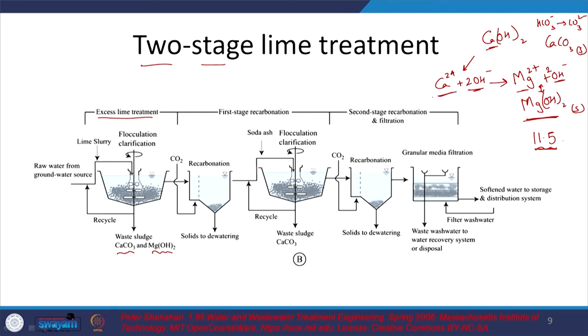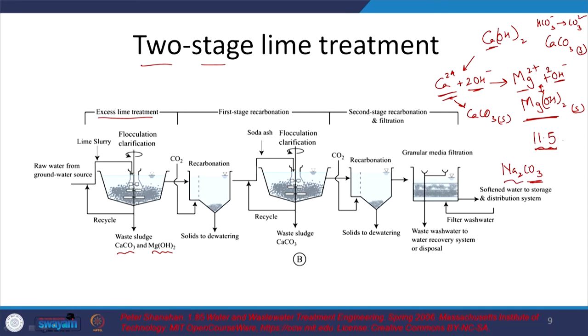If there is not enough carbonate in the system, I need to add carbonate so that this Ca2+ will again precipitate as CaCO3, the solid. So there are two ways to add carbonate. One is adding soda ash, let's say, Na2CO3, as the source of CO3 2-. But again, with Na+, you don't want to increase the TDS unnecessarily.